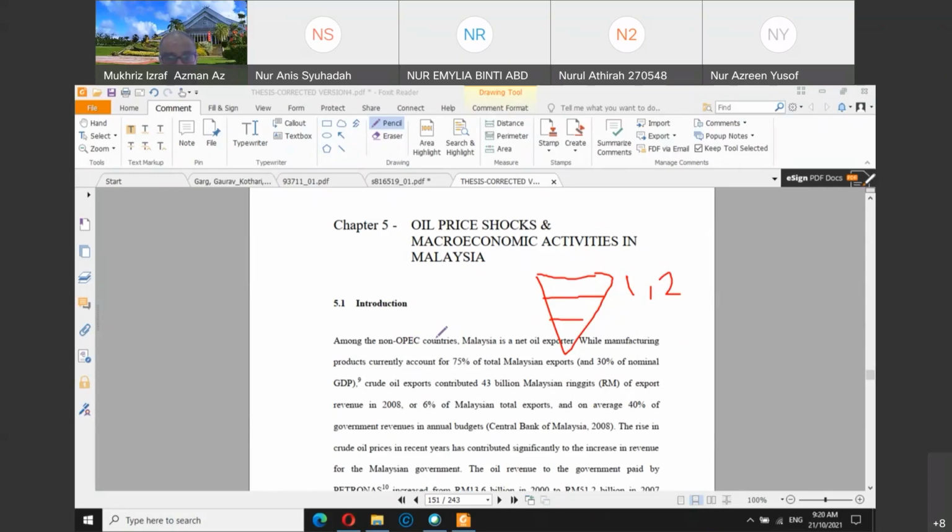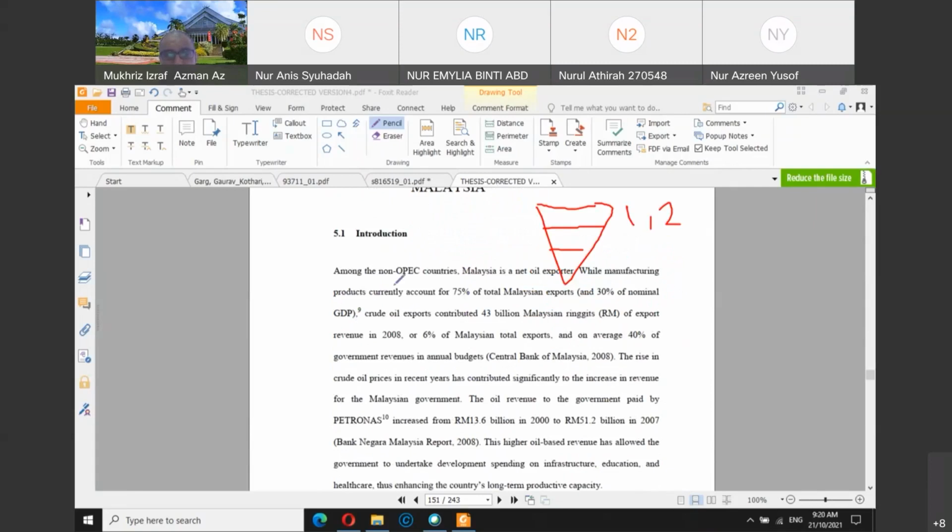During the first few months of the pandemic last year, oil price went as low as $20-30 per barrel. So you can see that there's a huge swing in the oil price, from as high as $130-140 per barrel to as low as $20-30 per barrel last year. That is what the issue of oil price shocks is about. And then I want to look at the impact on GDP, the economic growth in Malaysia, export, import, and whatnot.